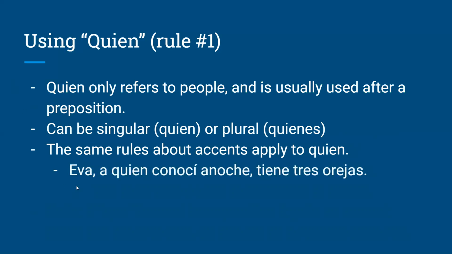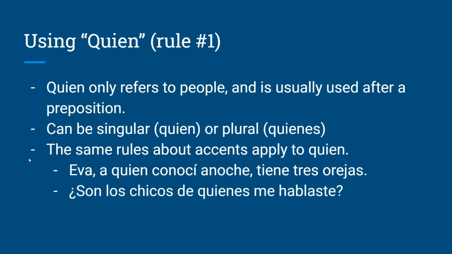Okay, so here's our example. Eva, a quien conocí anoche, tiene tres orejas. This is, Eva, who I met last night, has 3 ears. So quien right here is our relative pronoun. And the reason we used quien is, number one, are we talking about a human being? Yes, Eva. Number two, did it come after a preposition? Yes, a is our preposition. So if this had been just a blank space and we'd been trying to make a decision, we would have said, yes, it's a human being. Yes, it comes after a preposition. So we're going to use quien.